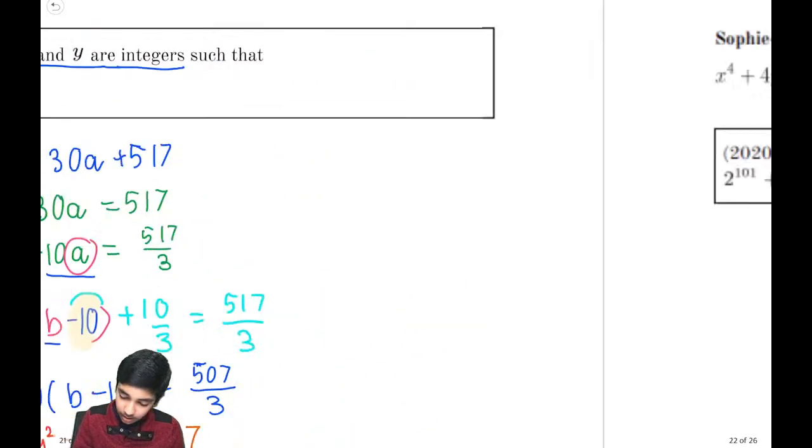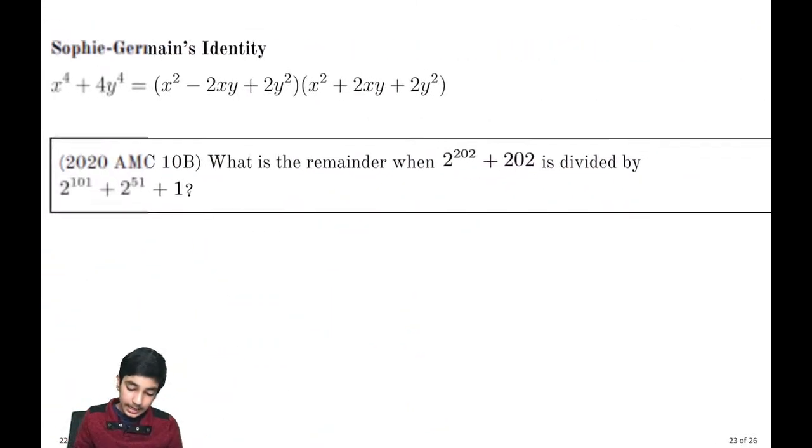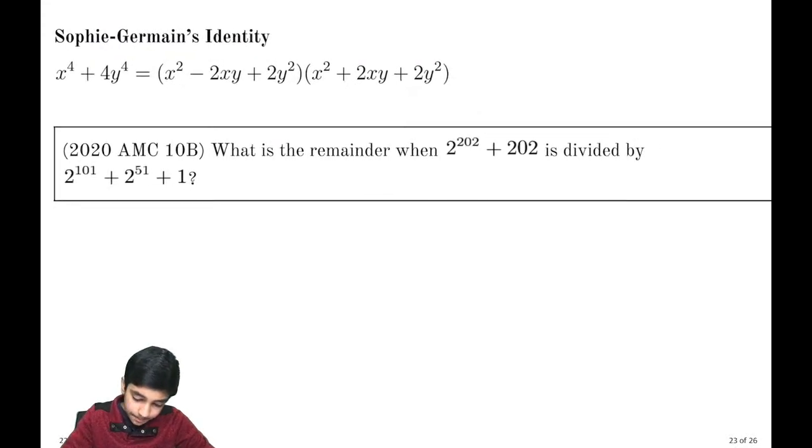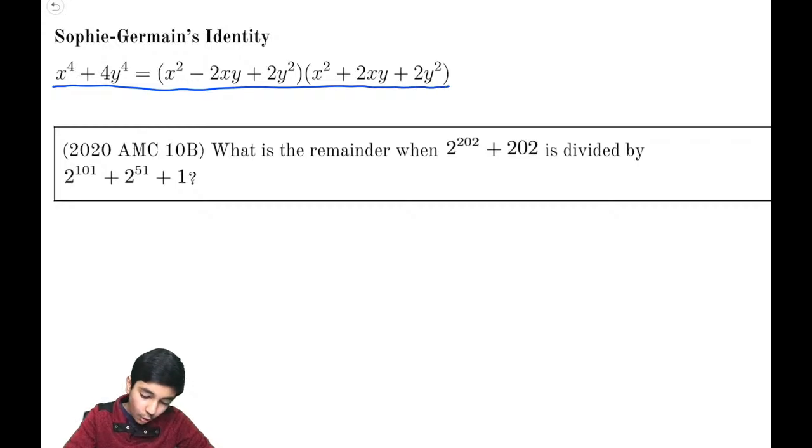Okay, so now let's take a look at the Sophie Germain's identity problems using that. As you can see here, we have Sophie Germain's identity. It says that x to the fourth plus 4 times y to the fourth is equal to x squared minus 2xy plus 2y squared times x squared plus 2xy plus 2y squared. We're actually going to use this to simplify this problem drastically.